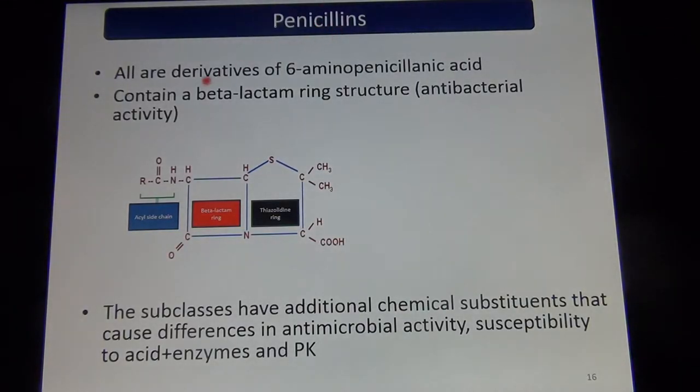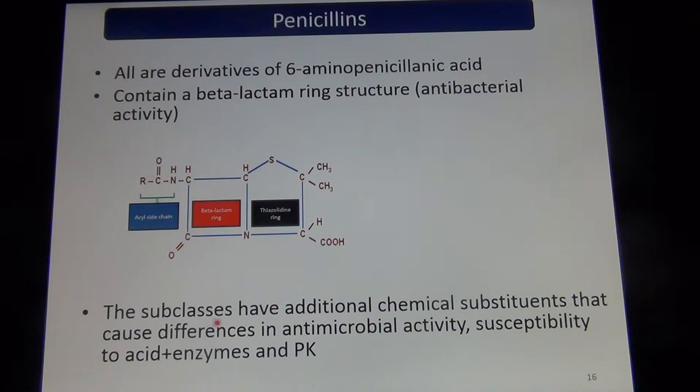So penicillins are all derivatives of 6-aminopenicillanic acid, and they contain a beta-lactam ring structure, which is important for their antibacterial activity. We can see that there is a side chain here. This is the typical structure of a penicillin. We have the side chain here, and then the beta-lactam ring. This square is called a beta-lactam ring. And then we have the thiazolidine ring. We just have to focus mainly on the beta-lactam ring.